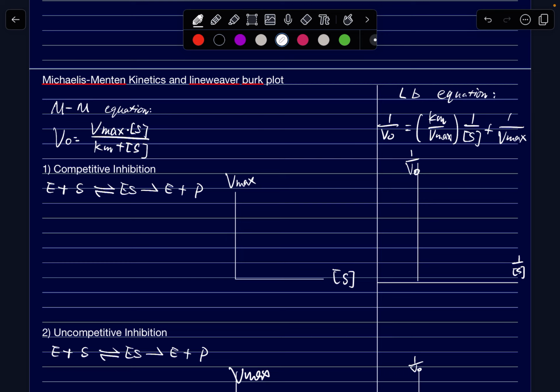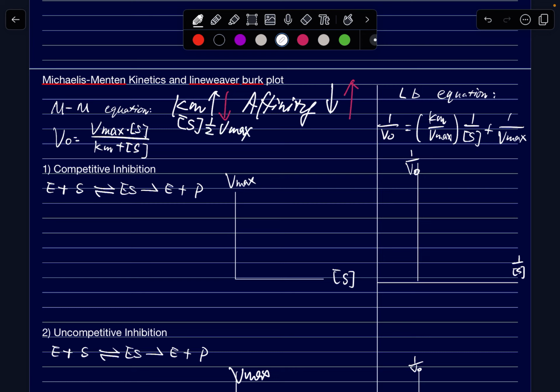But what we derive from this equation is very important: Km is inversely related to the enzyme and substrate affinity, right? If you have a high Km, that means the enzyme and substrate affinity is pretty low. Whereas if the enzyme and substrate have a high affinity, then your Km will be relatively low. That makes sense because, once again, Km is the concentration of the substrate at half Vmax.